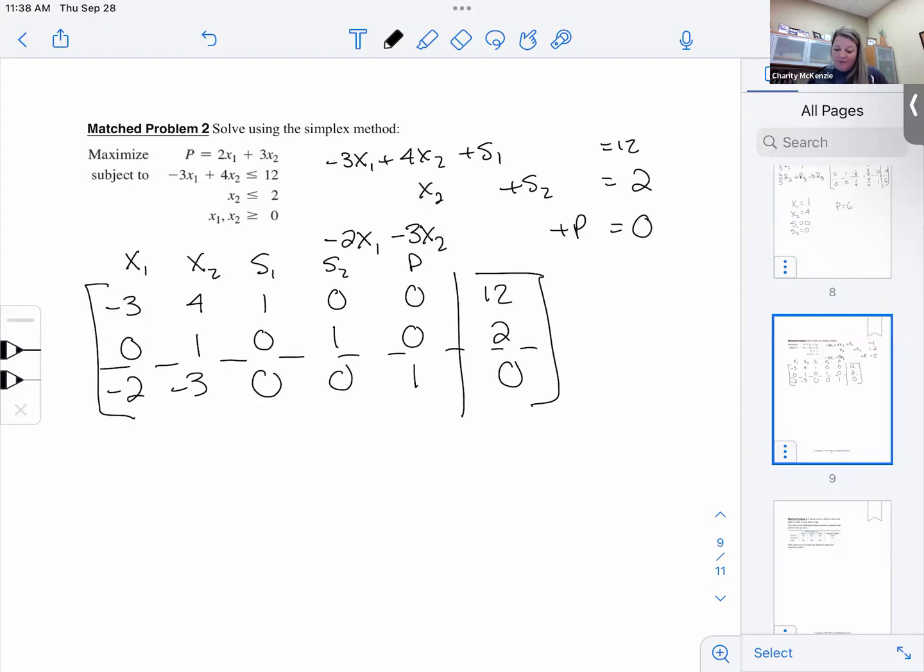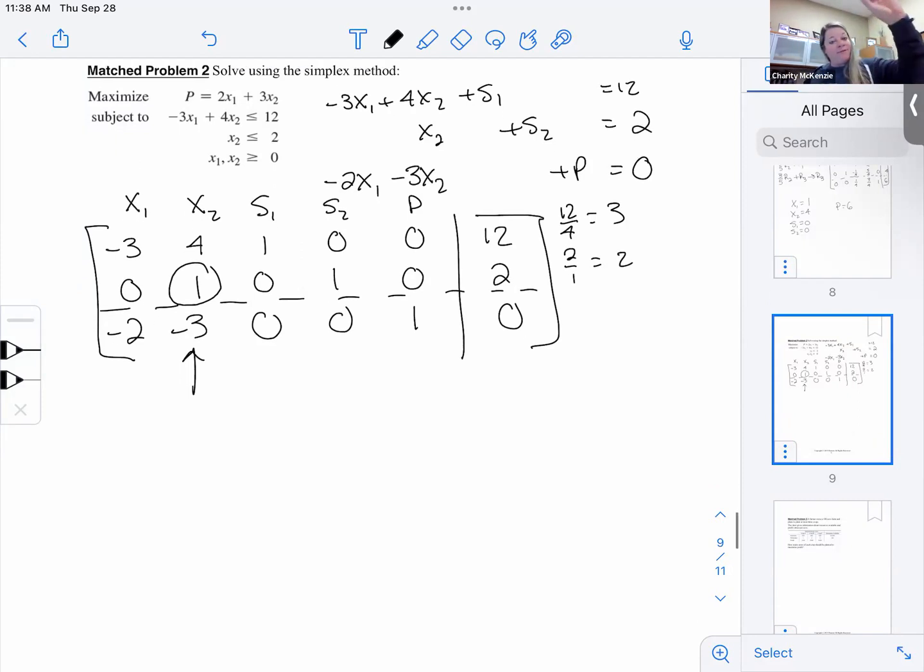Okay. All right. So from here, we need to find our first pivot. This one's the most negative. That's our pivot column. Our pivot row will be 2 divided by 1 and 12 divided by 4. That's going to be 2 and 3. So 2 is smallest. Hey, it's already a 1. I don't even have to make it a 1. So there's our pivot. And now we want to make the 4 and then negative 3 zeros.